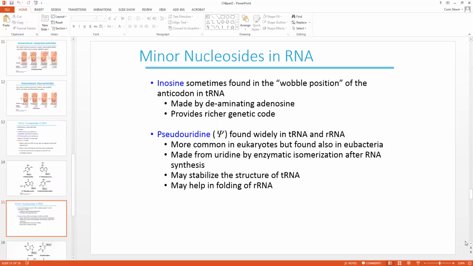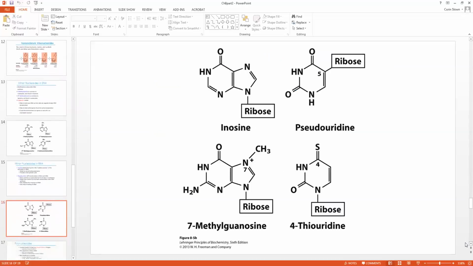Inosine, sometimes found in the wobble position of the anticodon in tRNA. This is made by deaminating adenosine. It actually provides a richer genetic code. Pseudouridine is found widely in tRNA and rRNA. It's most common in eukaryotes, but it's also found in eubacteria. It's made from uridine by enzymatic isomerization after the RNA synthesis, and it actually helps to stabilize the structure of tRNA, and it may help in the folding of rRNA. You can see the structures of those here. So the inosine, the pseudouridine, the 7-methylguanosine, and the 4-thiouridine.